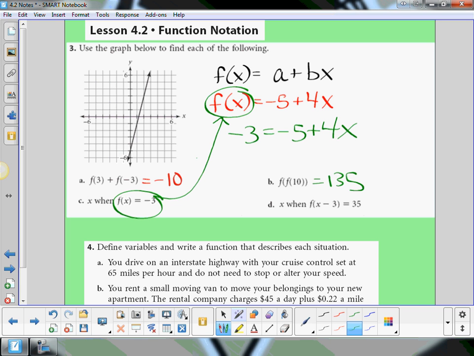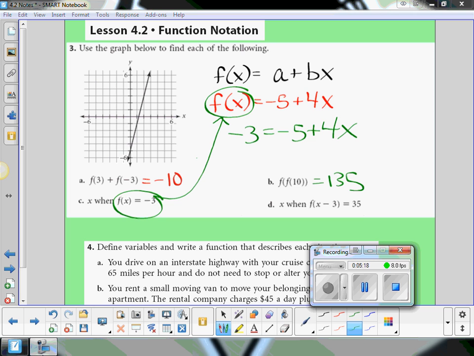So we know the y and we're finding x. Okay, we're going to add 5 to both sides and you should get 2 equals 4x, and then what? Divide by 4, and 2 divided by 4 is 0.5. So we found the x value, 0.5, that produces this output. You found the input that produces that output. Okay?